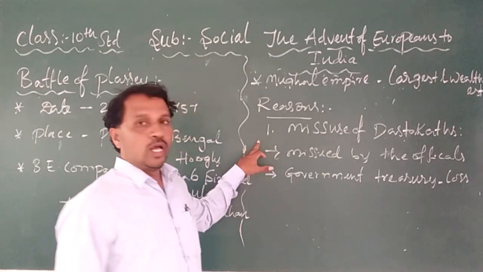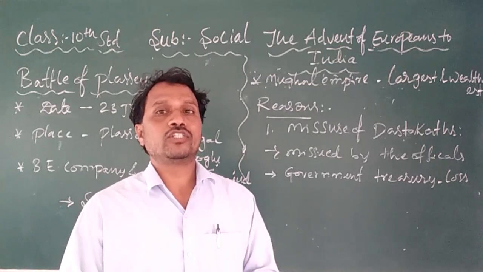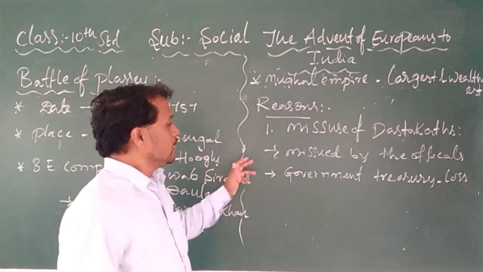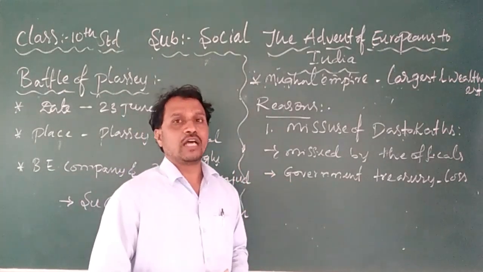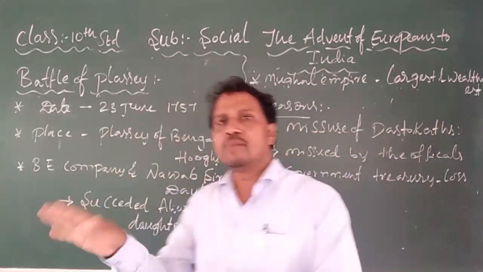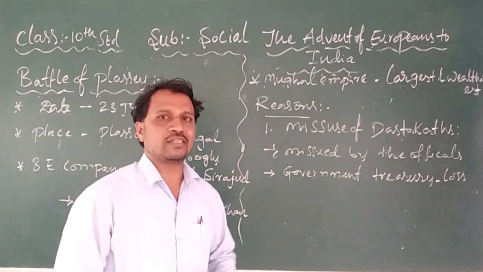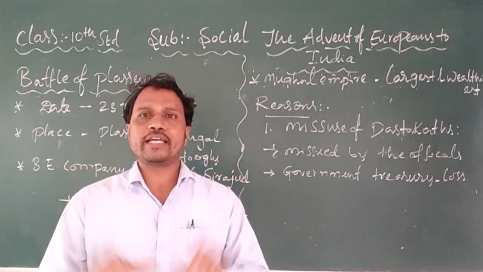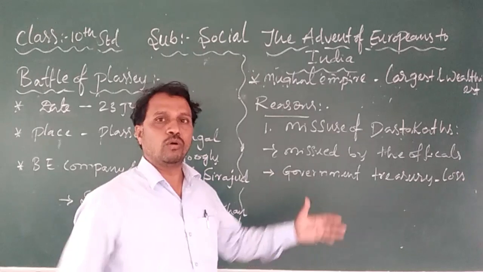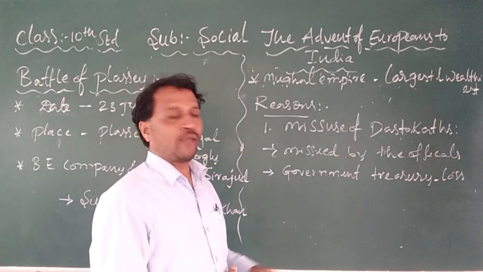The first reason is the misuse of dastaks. This decisive battle started because of the misuse of dastaks. How did the British people misuse them? Already you know that the dastak license was given by the Mughal Empire and it was implemented in Bengal province also. So while doing business in Bengal province, the British weren't paying any taxes, and they continued the business, misusing the license. This brought anger to Siraj ud-Daulah and led to the Battle of Plassey.